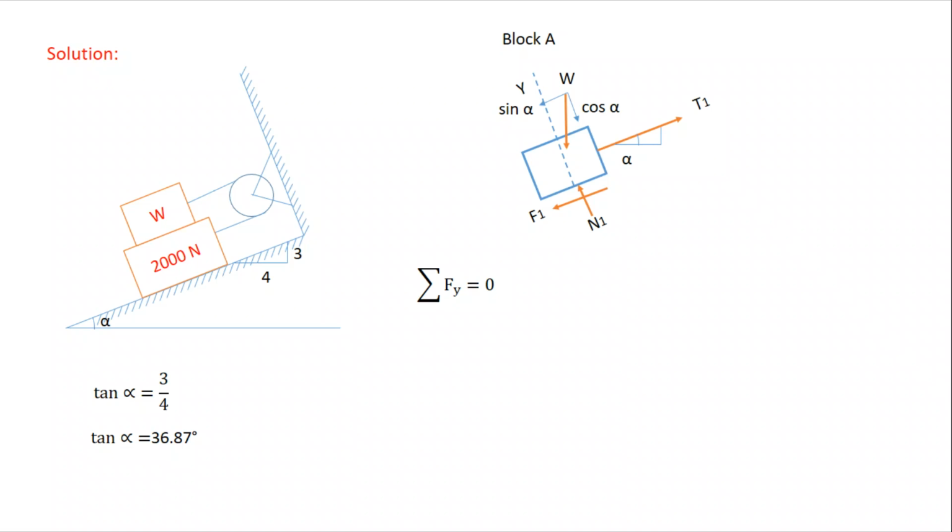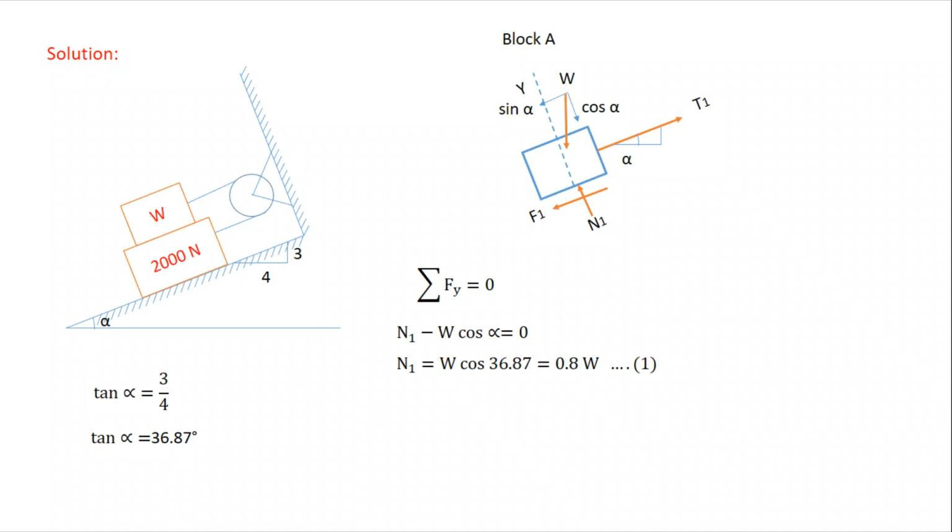So here we will consider the sign conventions. What are the sign conventions? Upward positive, downward negative, right side positive, left side negative. And wherever there are moments, clockwise positive, anti-clockwise negative. So taking the summation of Fy equals 0: plus N1 upward, then downward W cos alpha, minus W cos alpha.